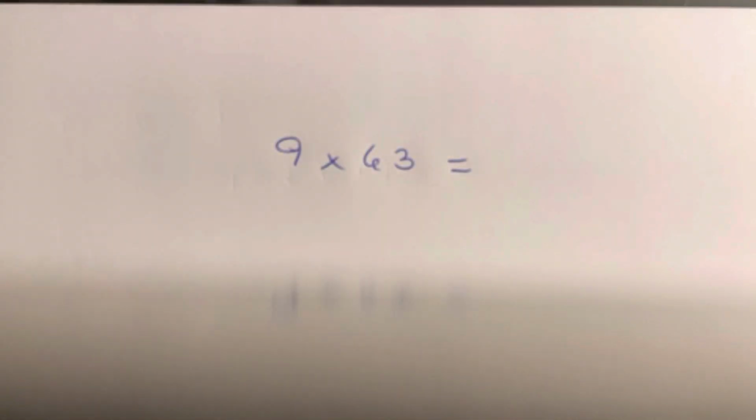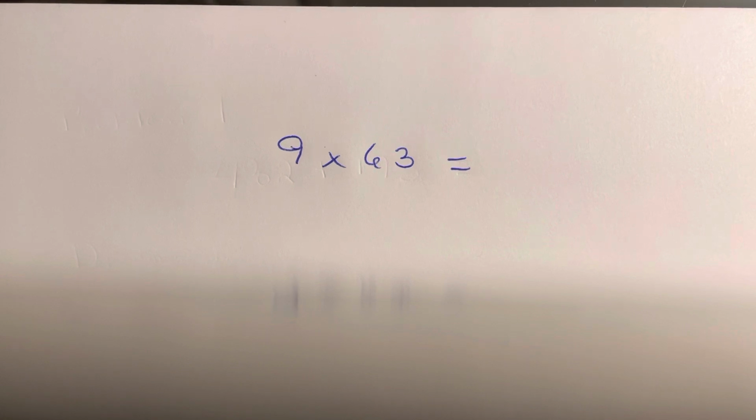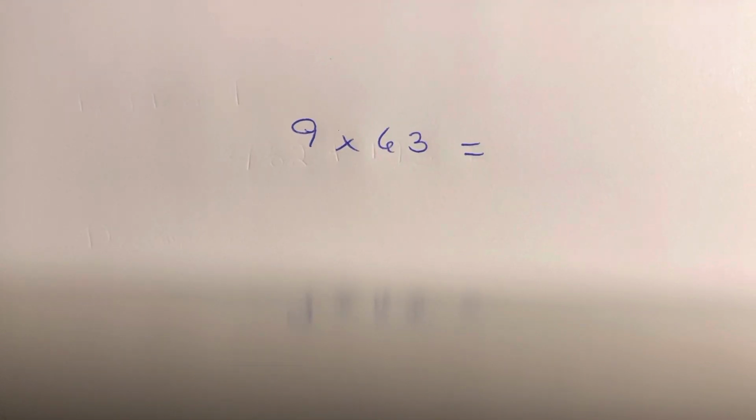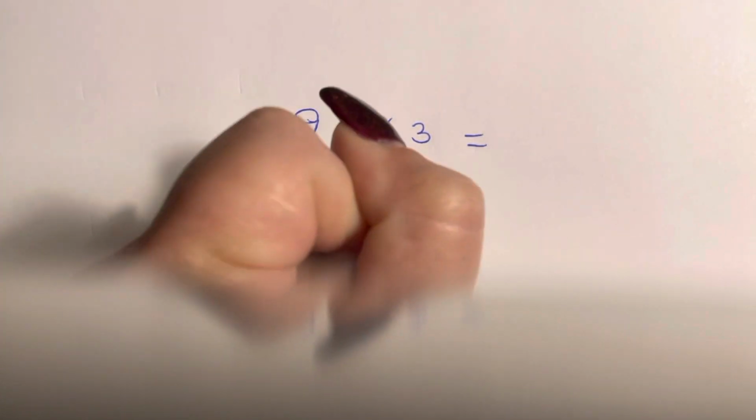For the problem of multiplication of 9 times 63, I would use the making adjustments, and for me, I would make this 10 times 63, we know is 630.